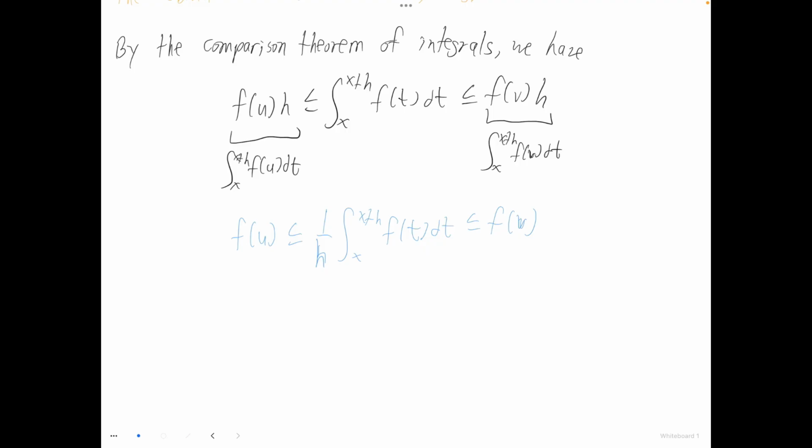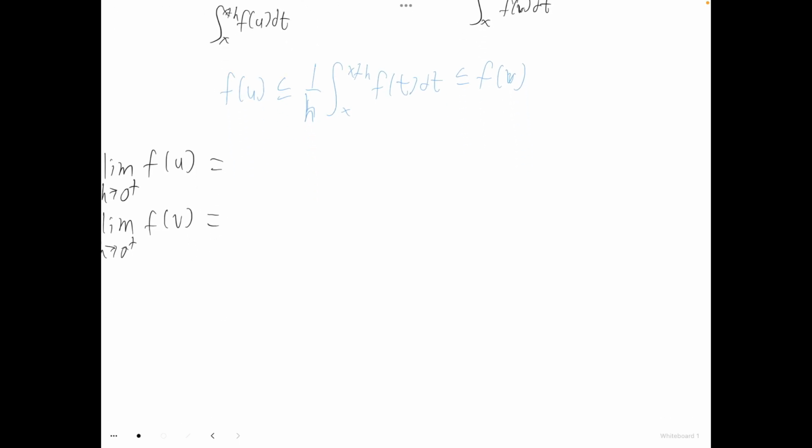Well, now we're going to take the limit as h goes to 0. And so the limit as h goes to 0 from the right, I'm assuming h is positive, that's why it's from the right, of f of u, and also the limit as h goes to 0 of f of v. Both of these, it helps if you look at a picture just to remember what we're doing here. So remember what u and v actually were.